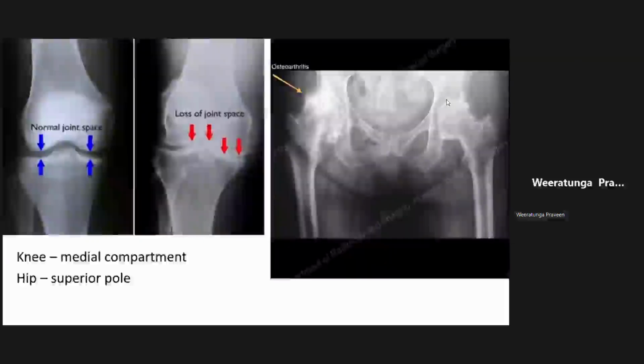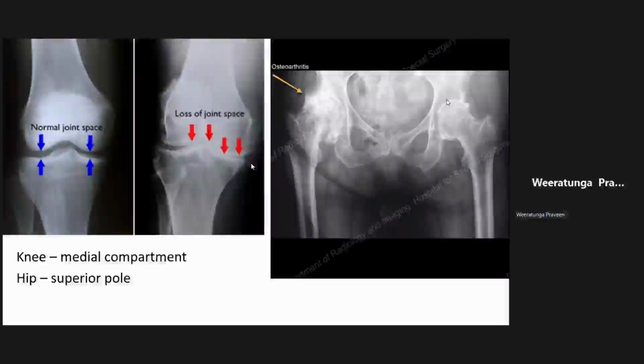Now, if you look at knee and hip osteoarthritis, the X-ray on the left gives you a nice idea of knee osteoarthritis, and you can see the very typical loss of joint space. It's very important to remember for MCQs that in knee osteoarthritis, it is the medial compartment of the knee that is affected. On the right-hand X-ray, you see a very typical appearance of hip osteoarthritis, and in hip osteoarthritis it's mainly the superior pole that is affected.